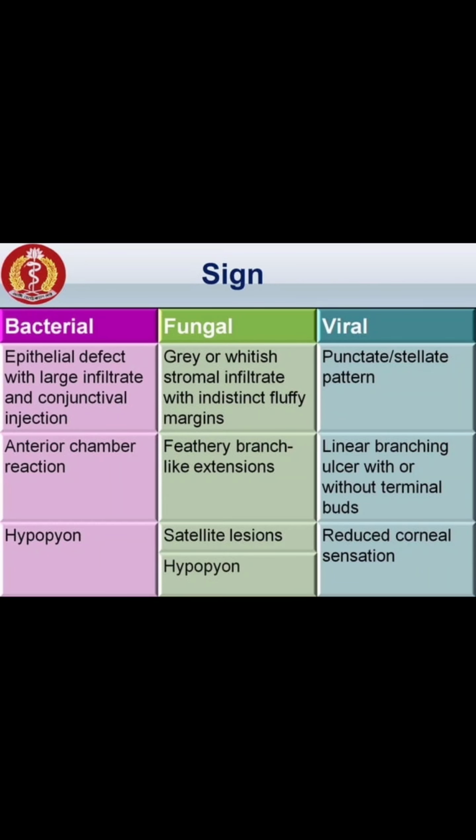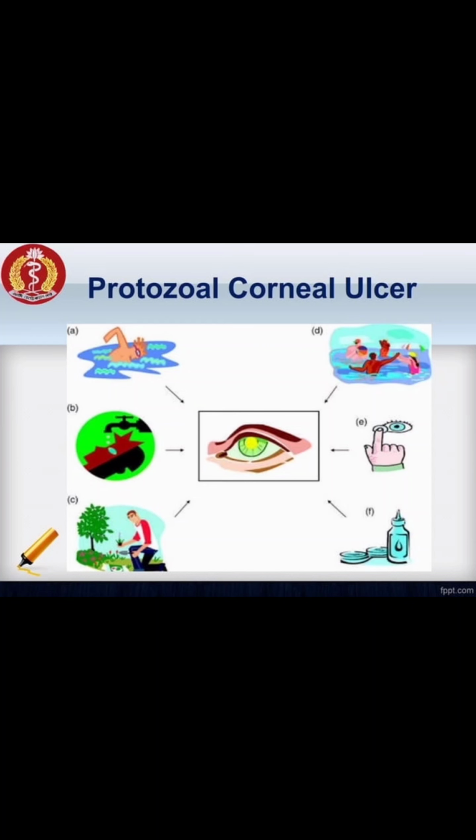Bacterial, fungal and viral ulcers vary. Fungal has more signs than symptoms. Investigations: bacterial has a corneal defect with a large staining infiltrate, whereas fungal has a gray or whitish stromal infiltrate with indistinct fluffy margins and satellite lesions. Viral keratitis has a dendritic pattern and reduced corneal sensation.